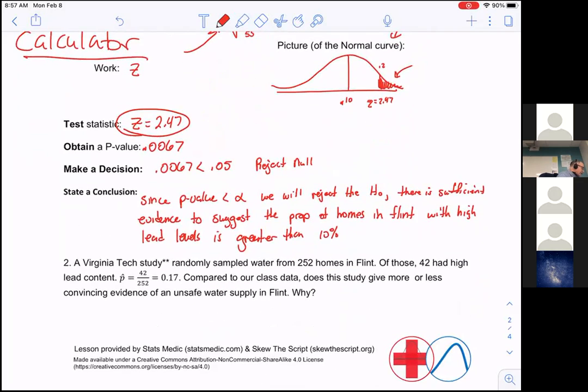In the Virginia Tech study, a random sample of water from 252 homes in Flint. Of those, 42 contained high lead. Compared to our class data, does this study give more or less convincing evidence of an unsafe water supply in Flint, Michigan, and why would that be?